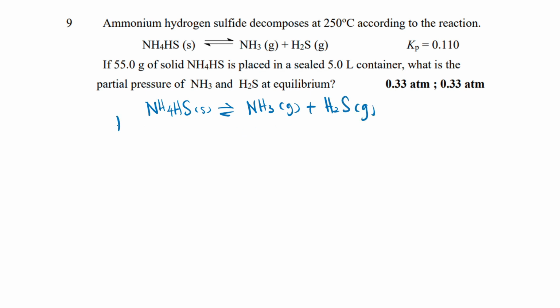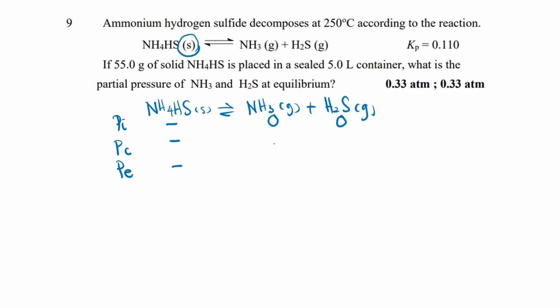So the initial pressure, do you see here? Look at this. This one is a solid, so for solid we put a dash. Solid does not need to be included in this. So initially, H2S and ammonia is 0. Hydrogen sulfide and ammonia gas initial is 0. Why 0? Because initially there is no gas in the system yet.